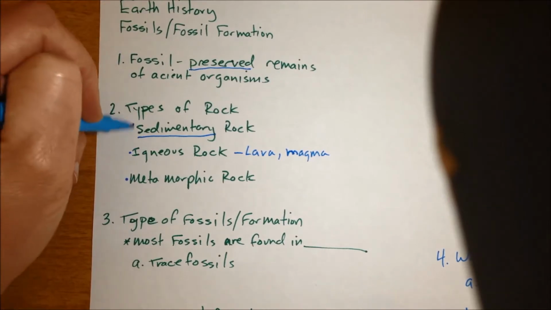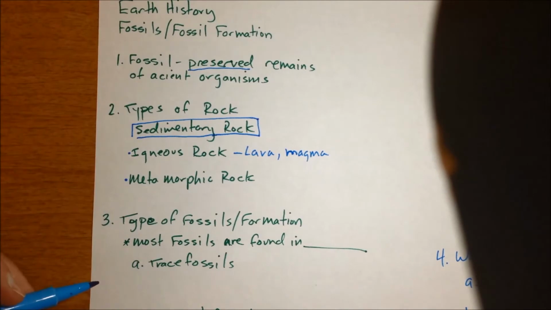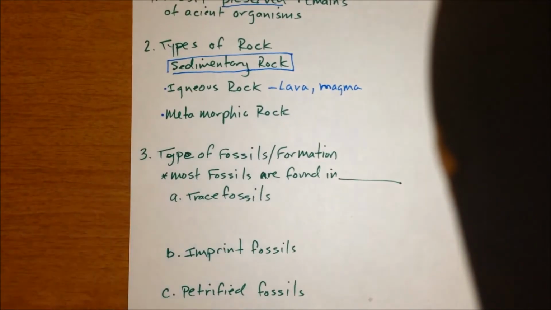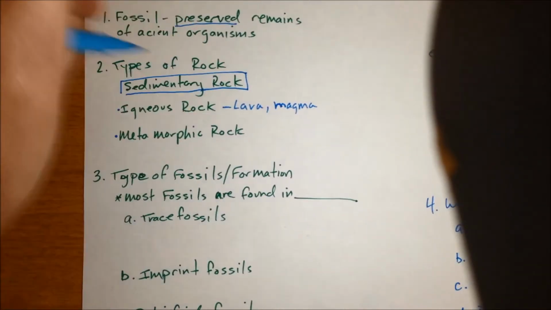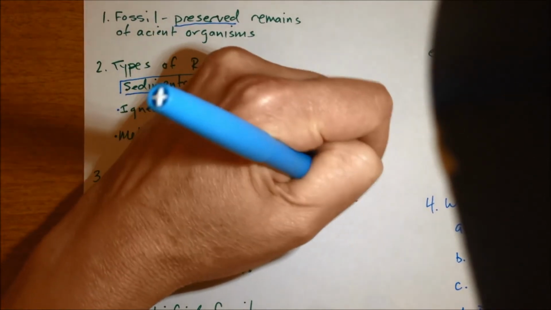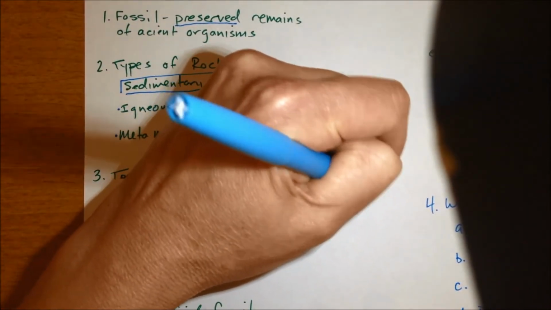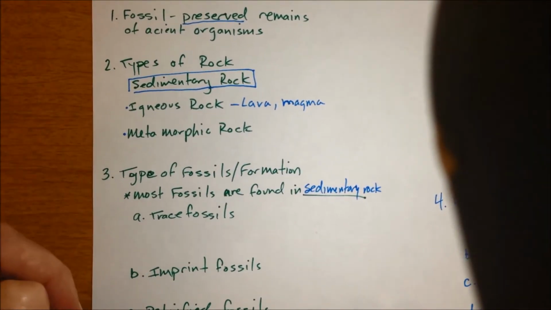So we find fossils in sedimentary rock in general, with a few examples which we'll see in just a minute. Now, the list of types of fossils and how they're formed, you've got to know. As I just said, most fossils are found in sedimentary rock, and the first part of this list are fossils that are somehow related to sedimentary rock.